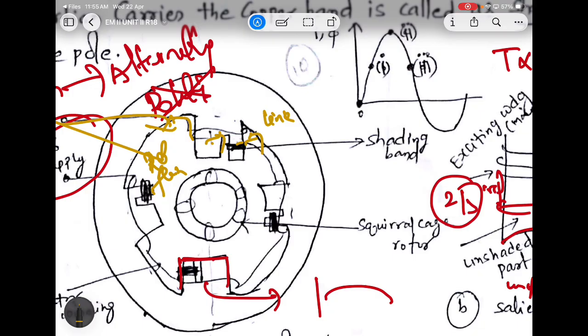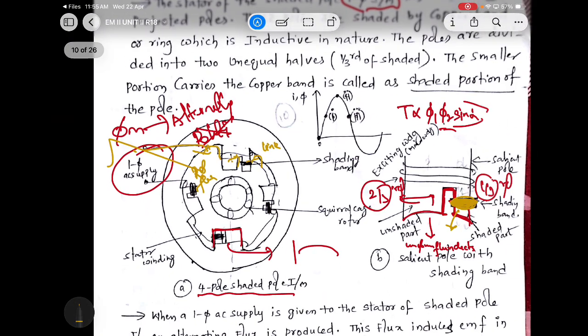We can generate EMF in two ways: dynamically induced EMF as well as statically induced EMF. Dynamically induced EMF is when there is any rotating part. If there is no rotating part, like in a transformer, we can still generate EMF when we give an AC supply. That type of EMF is statically induced EMF.